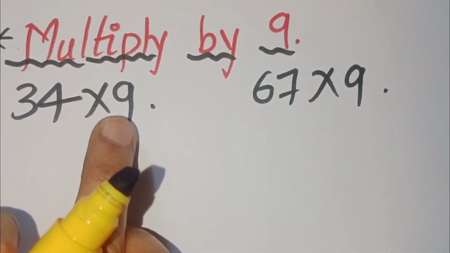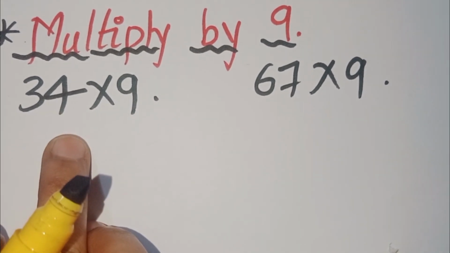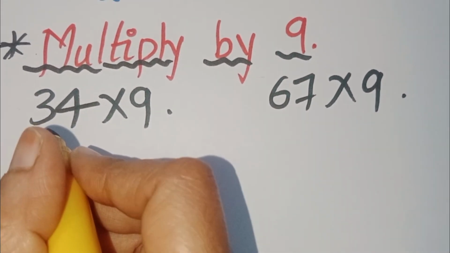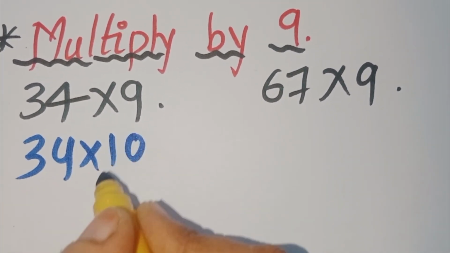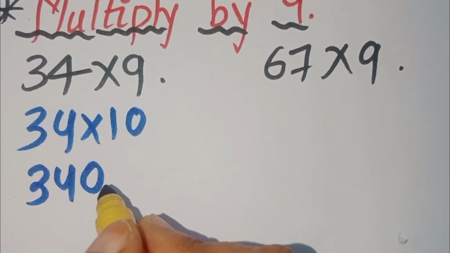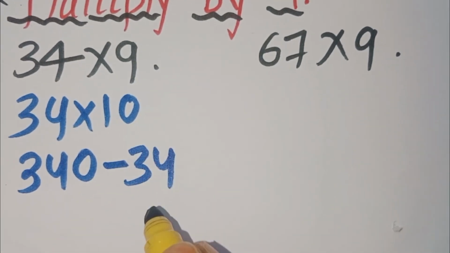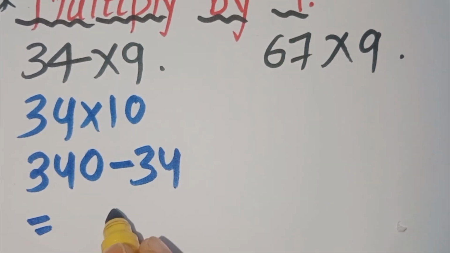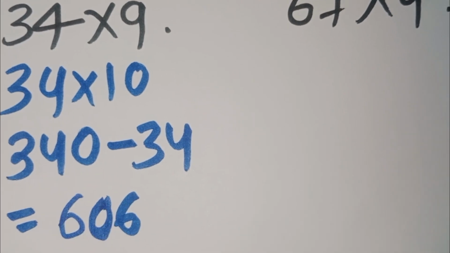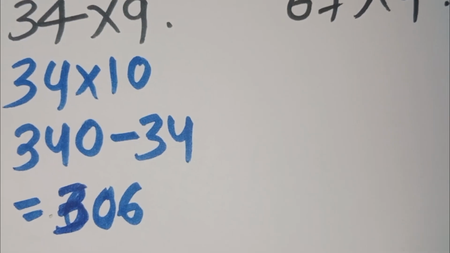Multiply by 9. To multiply any number by 9, first multiply the number by 10, then subtract the original number from the result. First multiply this number by 10. 34 into 10, 340. Then subtract the original number 34. Answer is 306. Sorry guys, 3, 0, 6 is the answer.